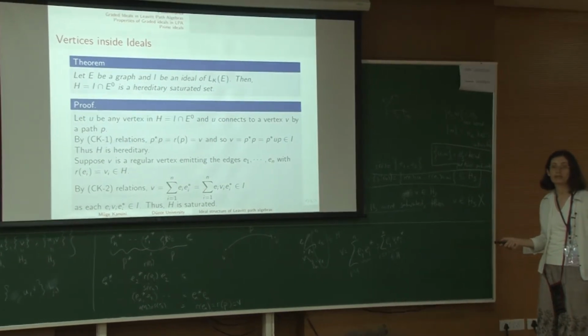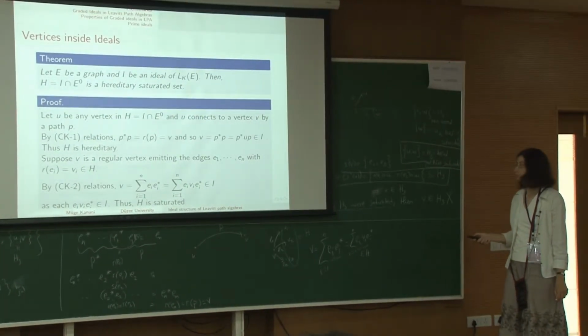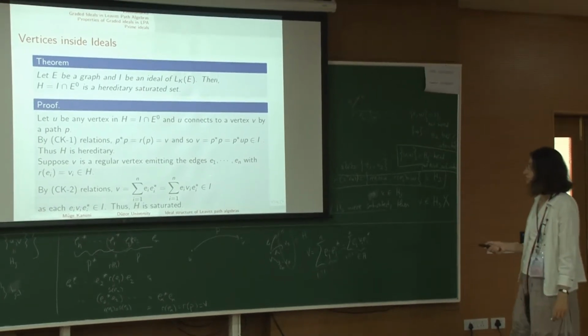Makes sense? Go ahead. It seems like in the last part they were assuming that E is row finite.